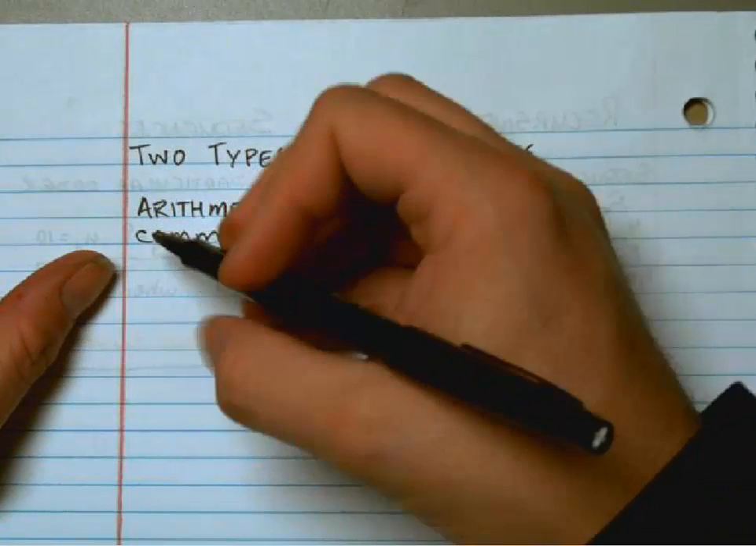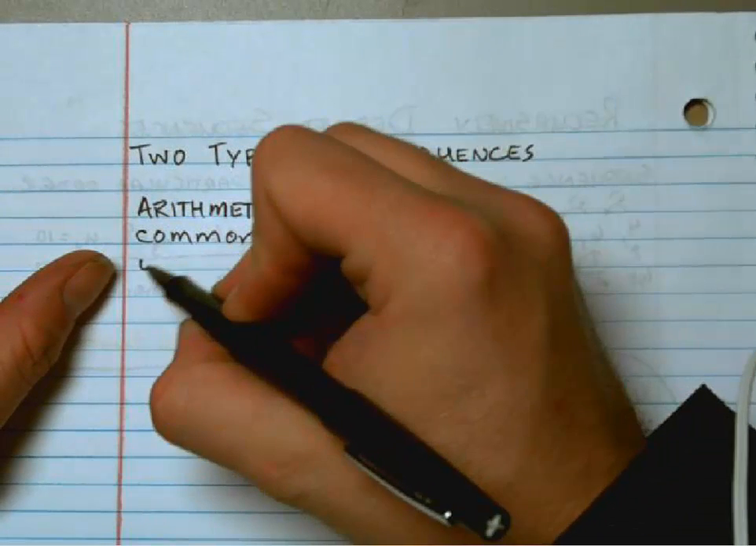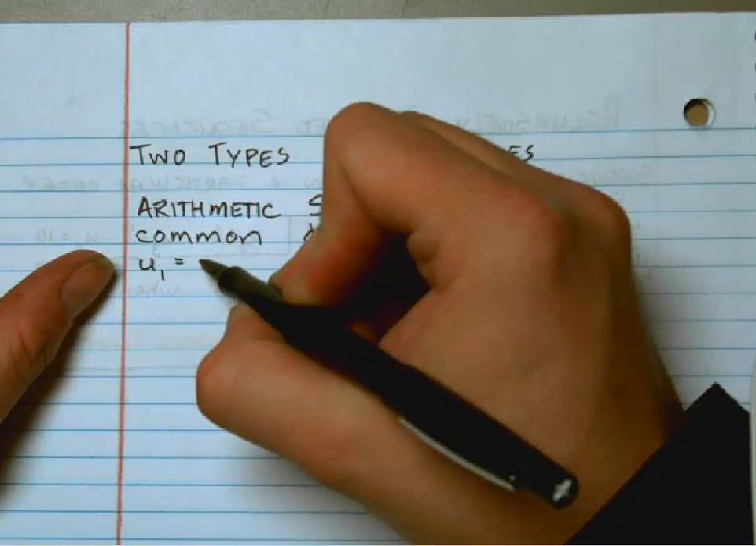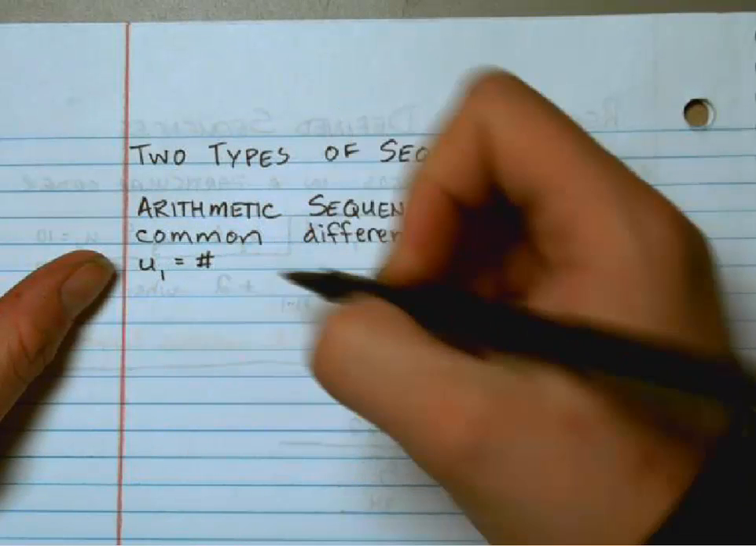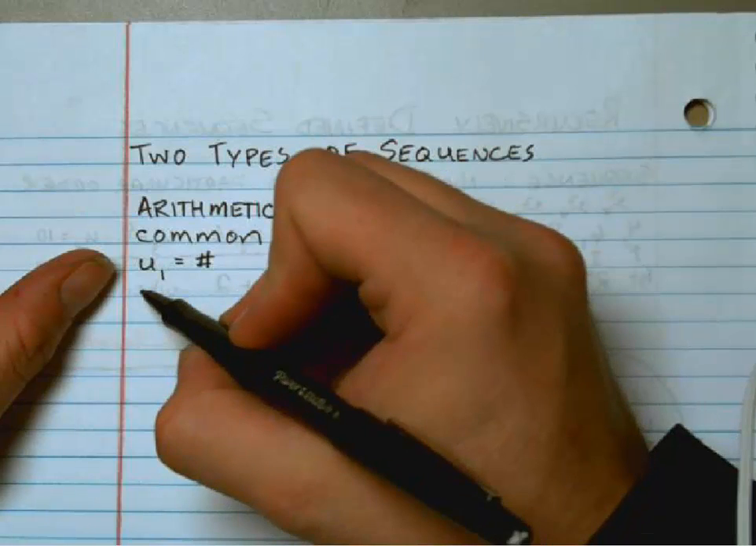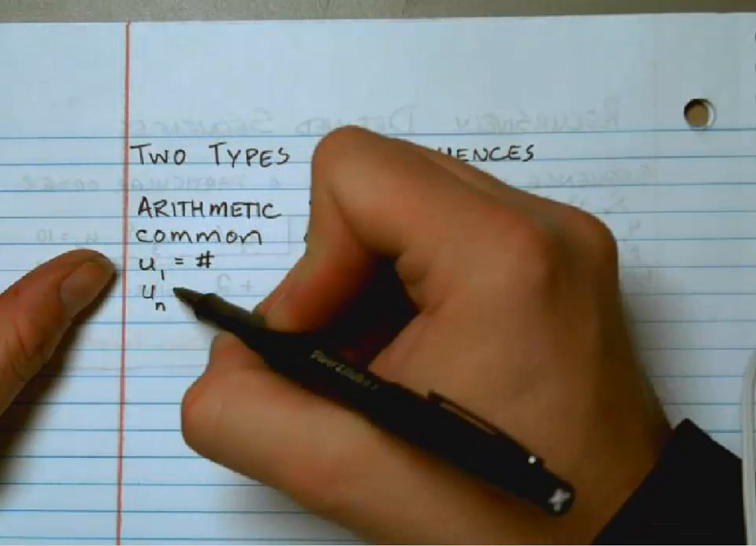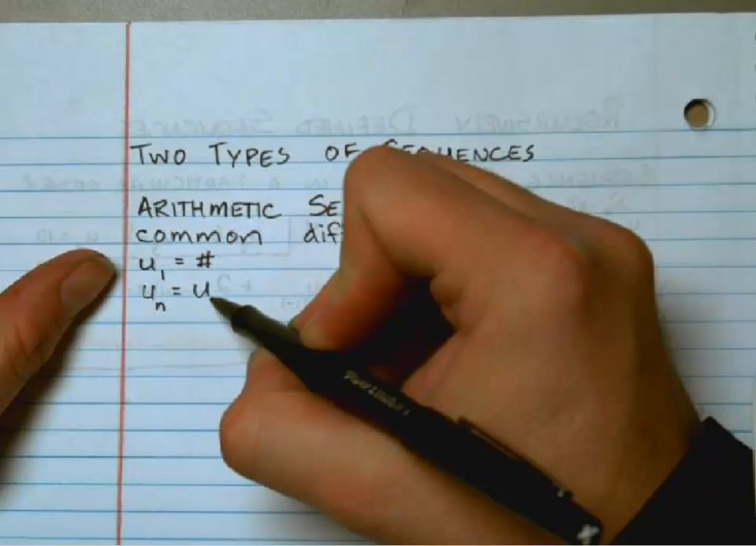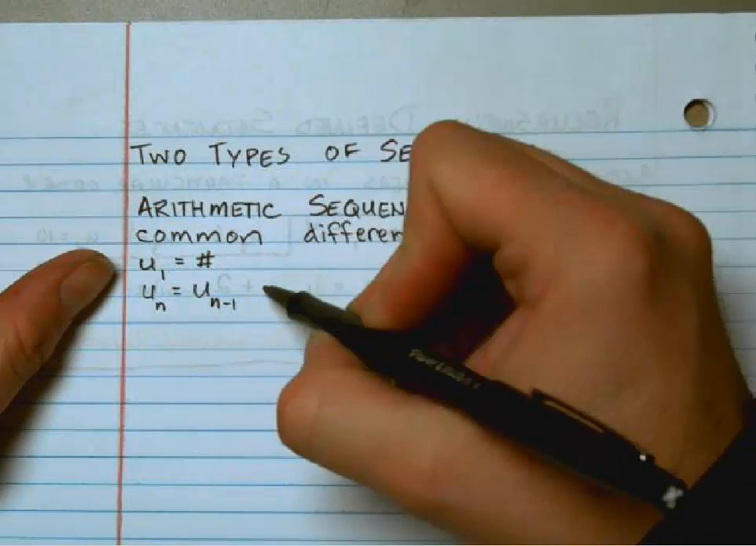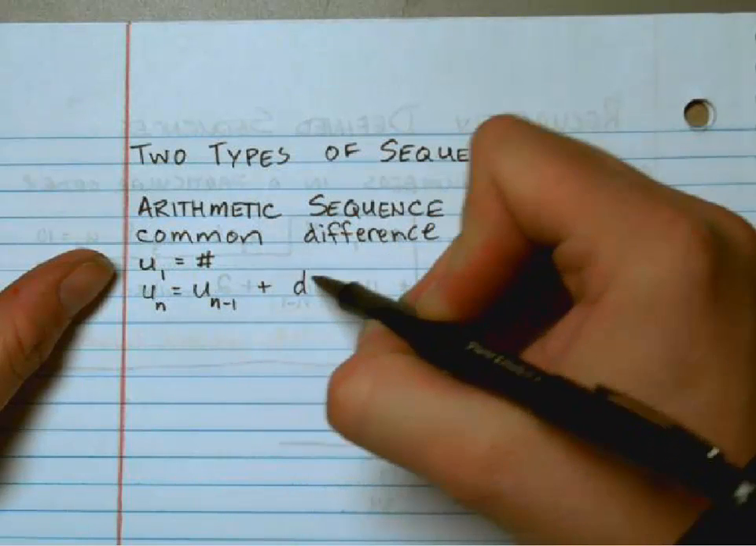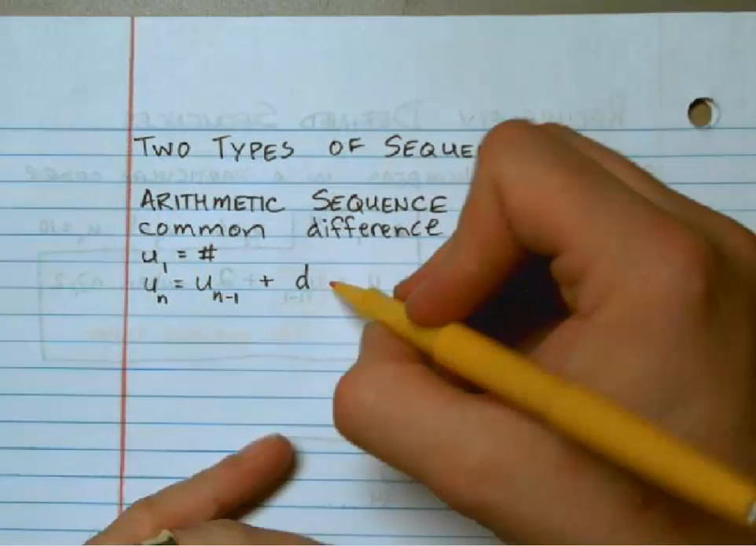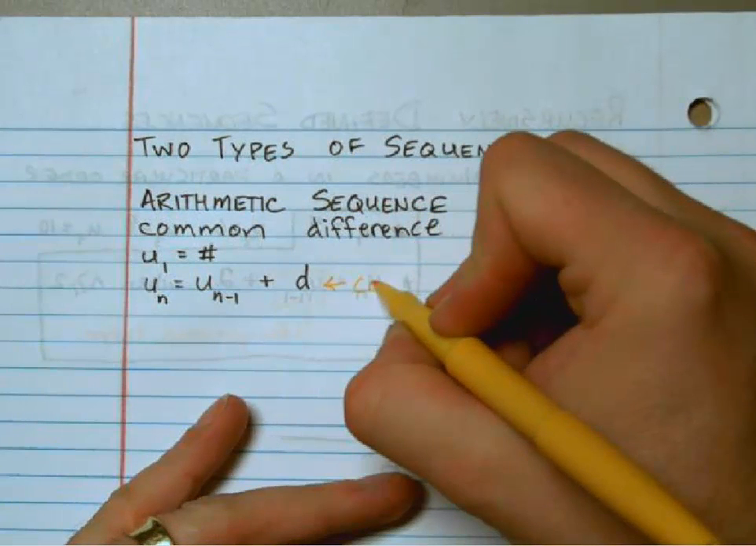Their recursive rules will look like this. U sub 1 is going to equal some number. And the recursive rule looks like this. U sub n is equal to u sub n minus 1, the previous term, plus some number that's a common difference. This number is called the common difference.